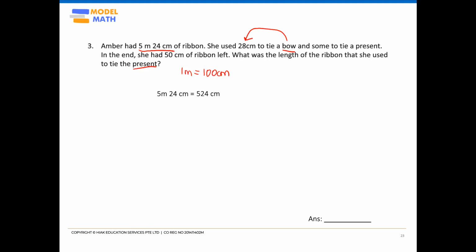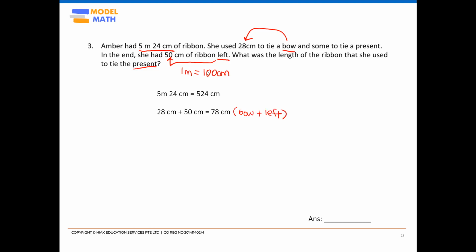and also how much was left, which is 50 cm. So the first step would be to add these two up. We will have 28 cm plus 50 cm, which will give us 78 cm. So I will write it here for you guys, that this 78 cm is referring to how much was used for the bow plus how much was left.